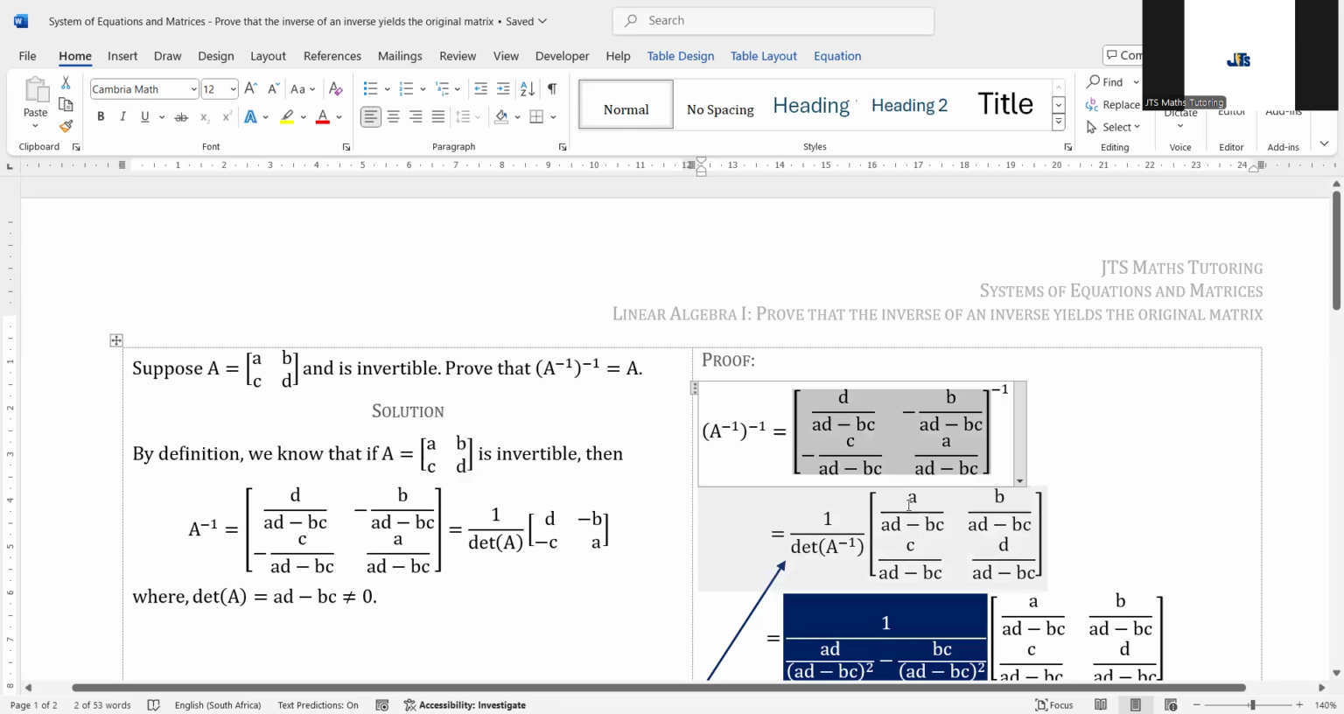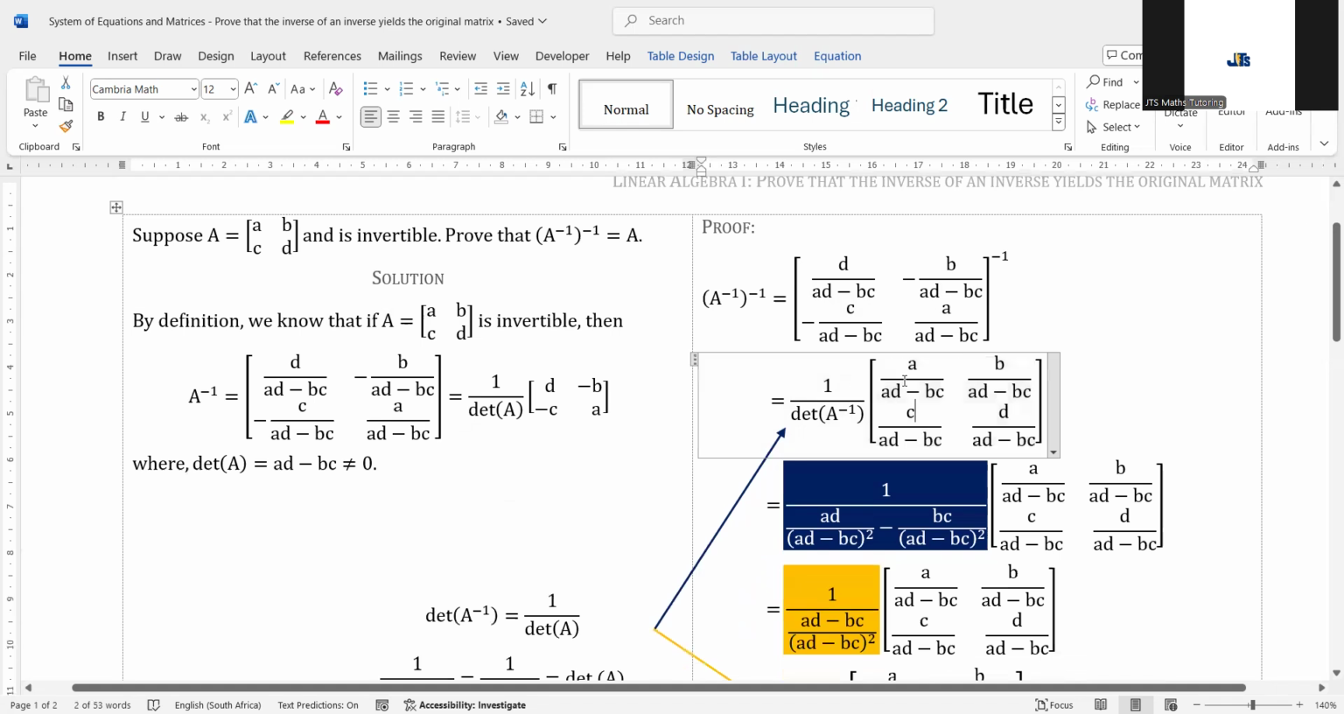And we know that what happens here is that we swap the position of this entry and this entry, and we negate this entry and this entry right here, which is exactly what you see right now. Okay, beautiful. So the determinant here is going to be this entry multiplied by this entry minus this entry multiplied by this entry, which is exactly what you see right here. So you're going to have ad over ad minus bc minus bc over ad minus bc, which when simplified is actually just going to give us this.